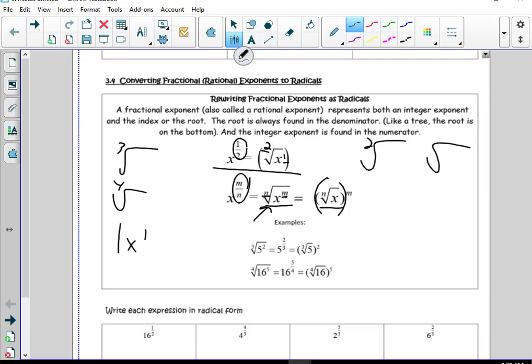So this is 3 different ways to write the same thing. Notice how you can have 5 squared underneath the 3rd root, 5 to the 2/3, or you can have the cube root of 5 and then square it. So it's just an order of operations. It doesn't really matter which way you do it. And then this is the same thing. 16 to the 5th, then the 4th root. 16 to the 5/4, the 4th root of 16 to the 5th power.